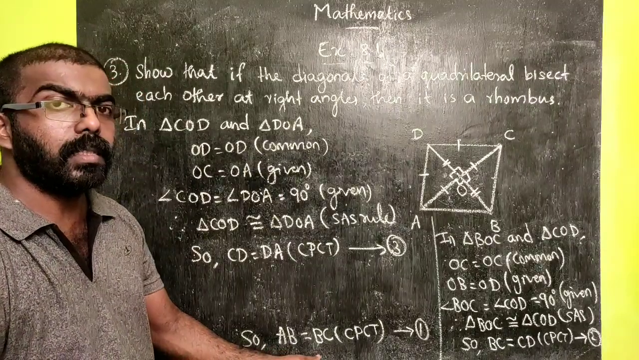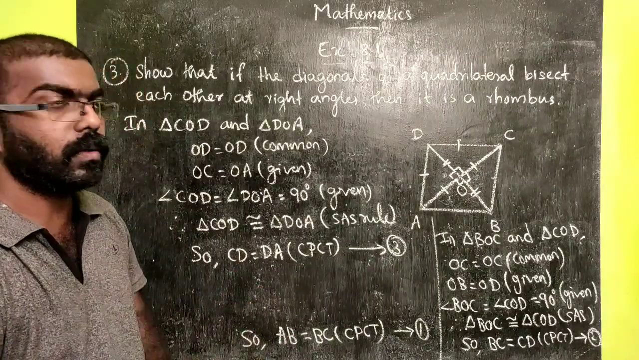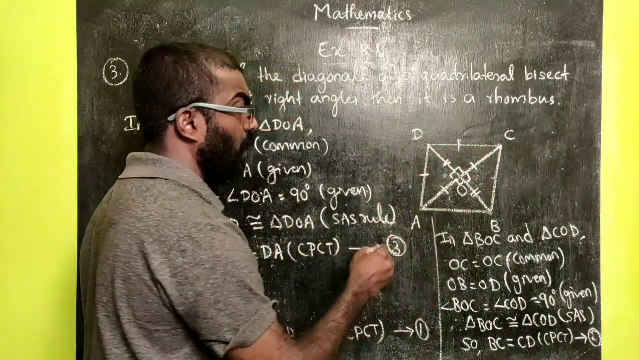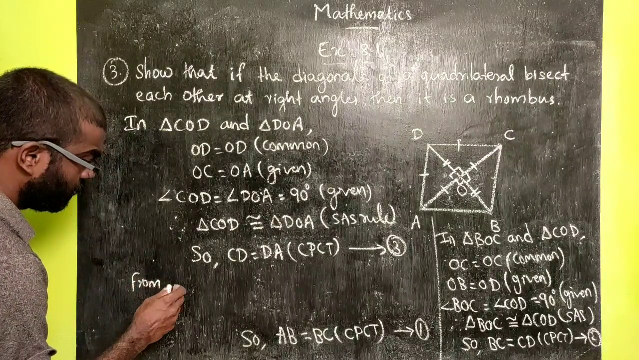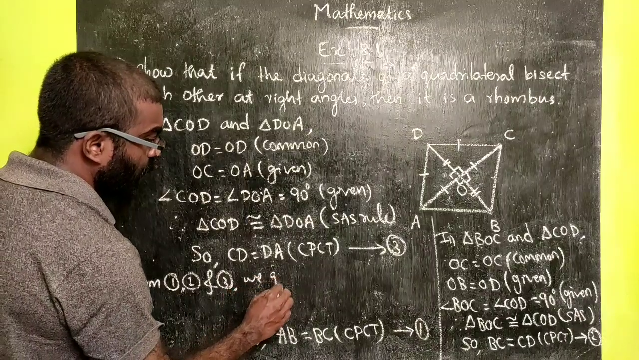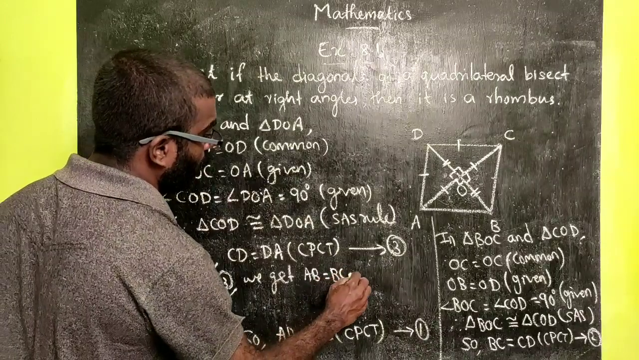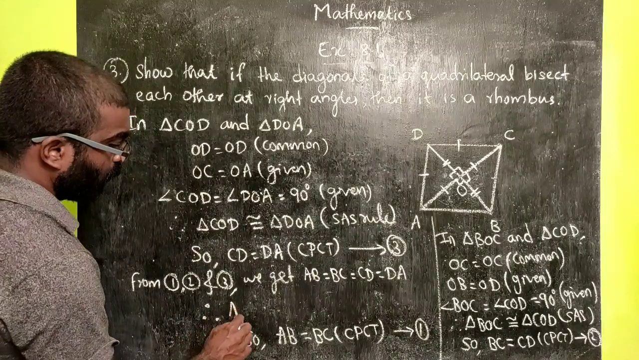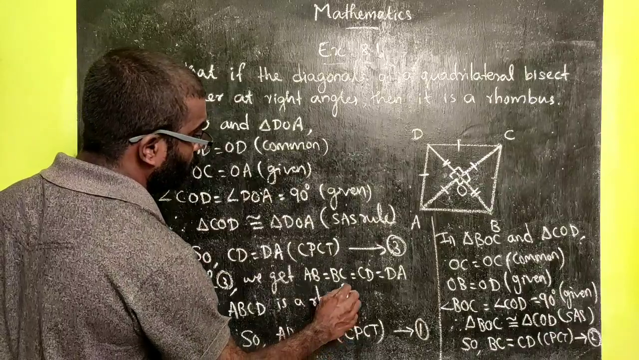So by combining equations 1, 2 and 3, what do we get? In 1, AB equal to BC. In equation 2, BC equal to CD. And in 3, CD is equal to DA. That means AB equal to BC equal to CD equal to DA. All four sides are equal. Therefore, ABCD is a rhombus.